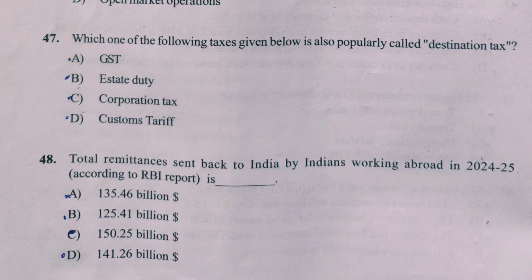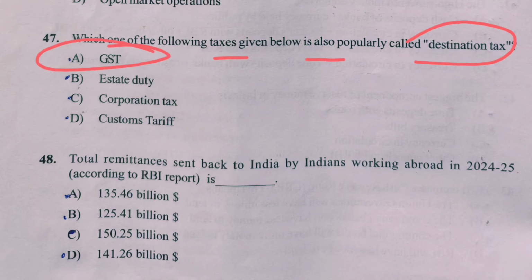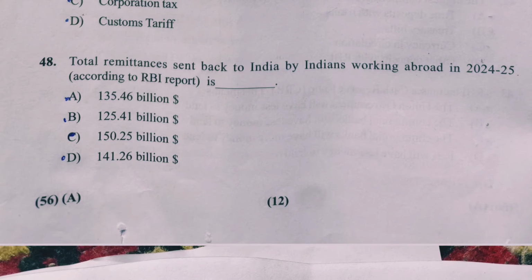Then we have, which one of the following taxes given below is also popularly known as destination tax? So it is GST, goods and services tax. Then the next question is total remittances sent back to India by Indians working abroad in 2024-2025. I'm not sure about this, so I will go with 141.